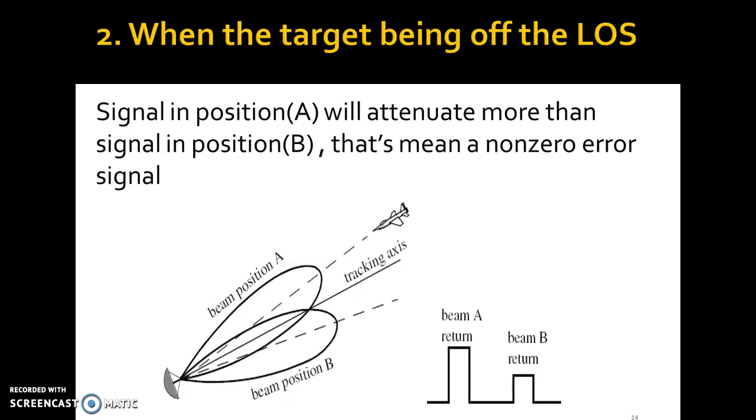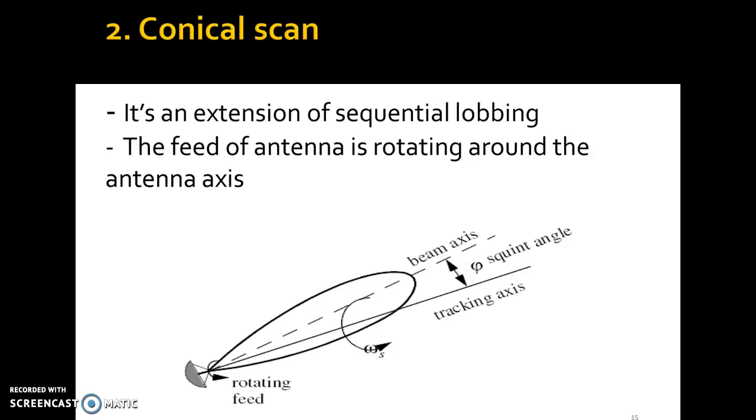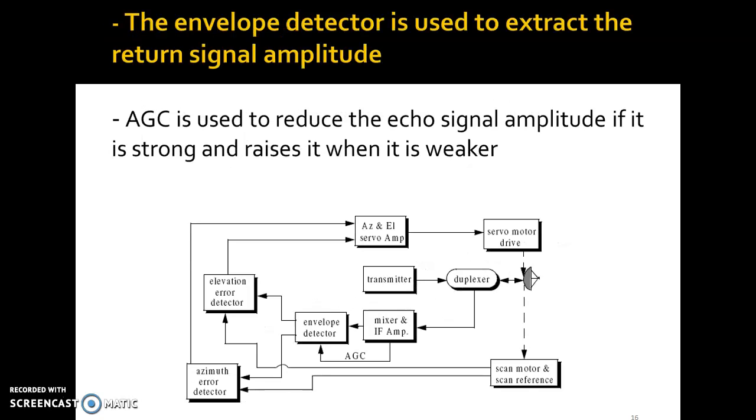So for that reason, we need to switch to another kind of tracking technique, that is conical scanning. Conical scanning is an extension of sequential lobing. Sequential lobing, which we discussed in our previous slides, was when the positioning of the beam was switching between 1 and 2 positions. Now we are using conical scanning, in which we have a feed of the antenna which is rotating around the antenna axis. It has a squint angle which is made between the tracking axis and the beam axis, and that squint angle is rotating around the antenna axis.